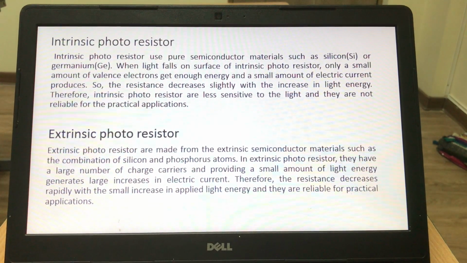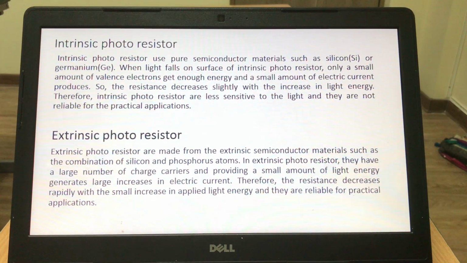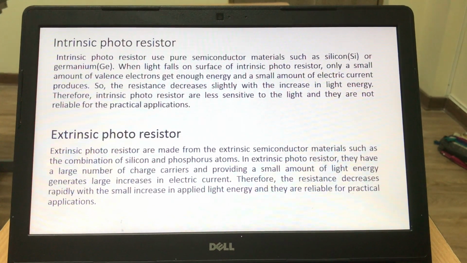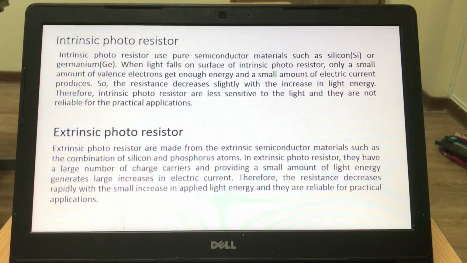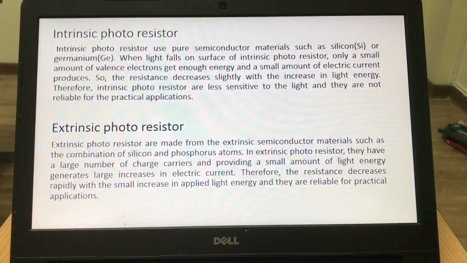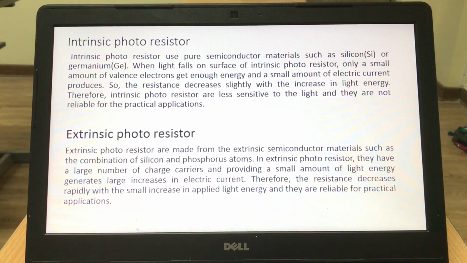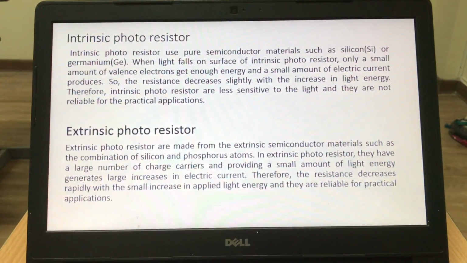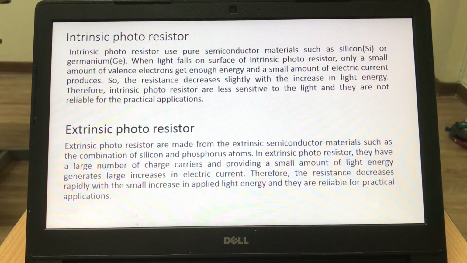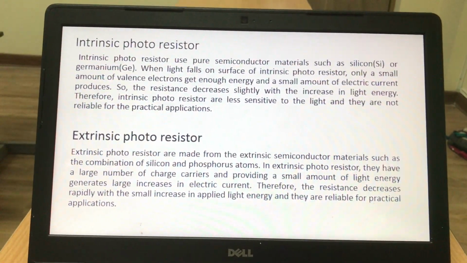Extrinsic photoresistors are made from extrinsic semiconductor materials, such as the combination of silicon and phosphorus atoms. In an extrinsic photoresistor, there are a large number of charge carriers, so providing a small amount of light energy generates a large increase in electric current. Therefore, the resistance decreases rapidly with a small increase in applied light energy, and they are reliable for practical applications.